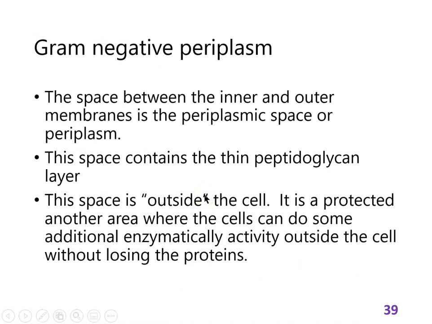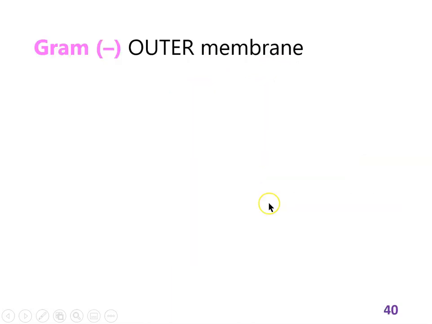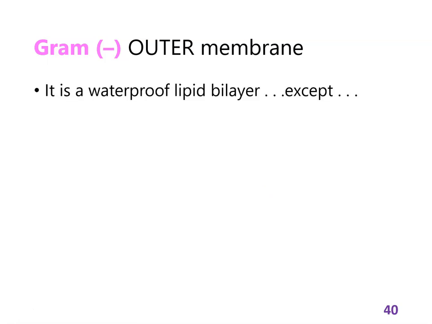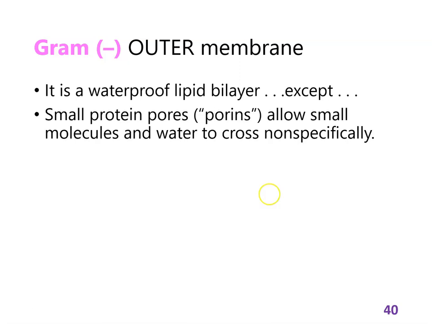So then gram-negatives are the ones that have a periplasm, and this talks about that. I just talked about it. But what the gram-negatives have that's more spectacular is that outer membrane. And it is a waterproof lipid bilayer, but the cell puts holes in it, small protein pores that let molecules in water cross it easily. So the cell doesn't use it as a waterproof barrier.